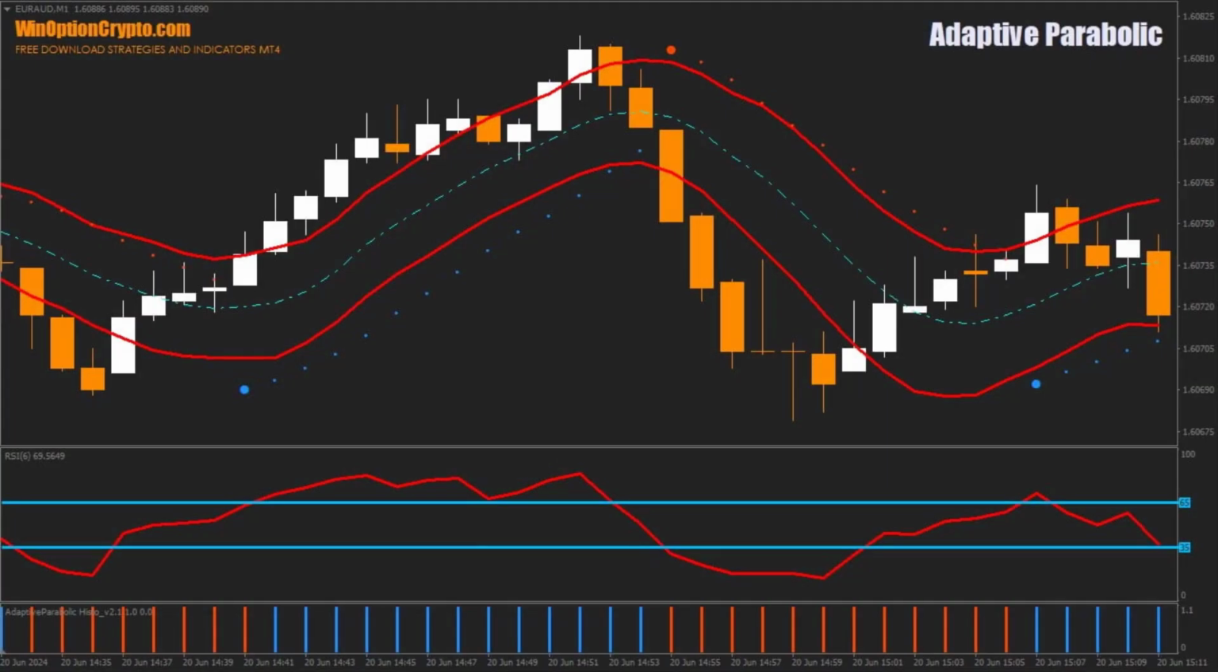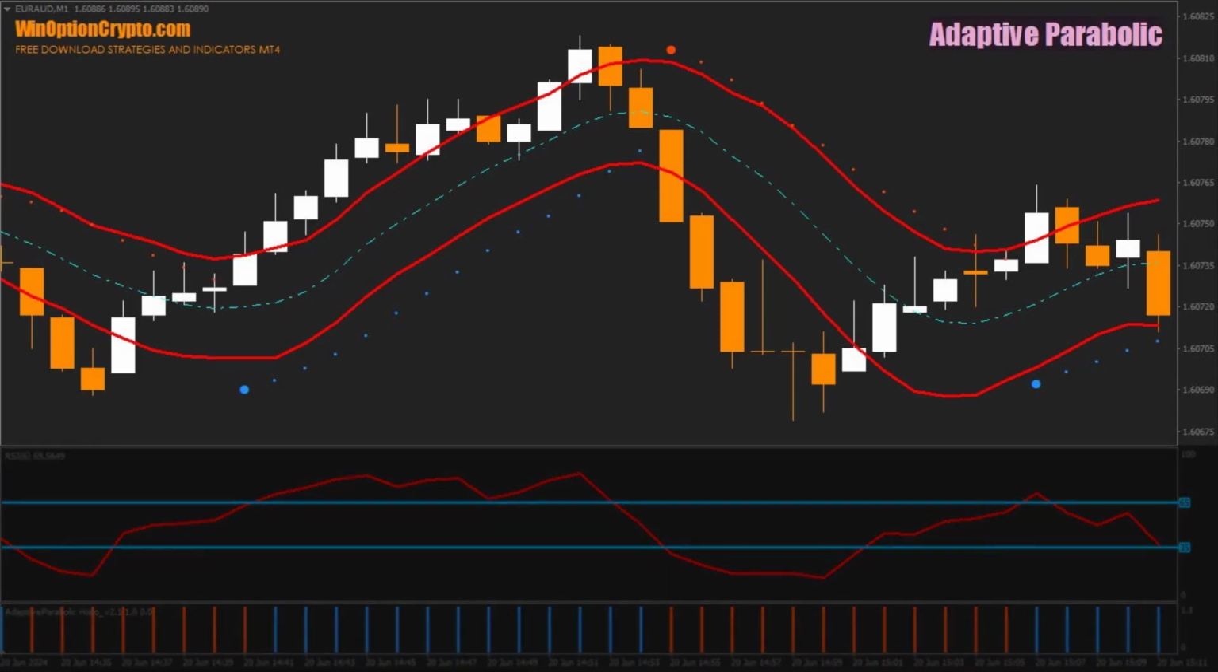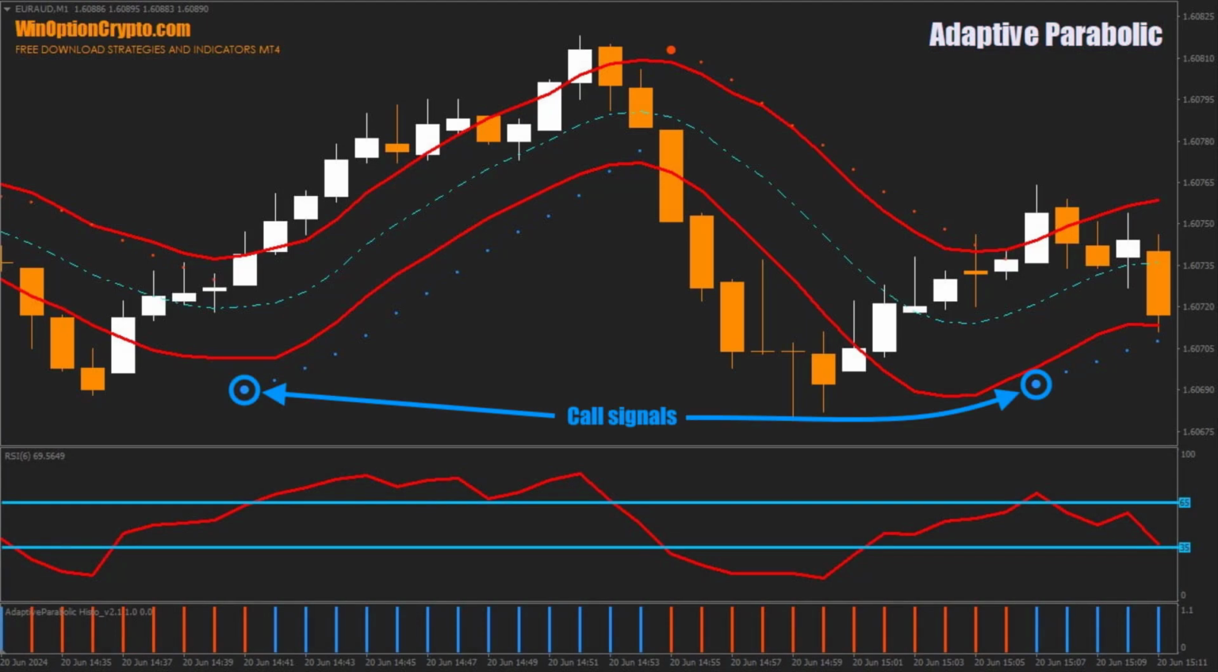Let's look at the operating principle and key settings of this strategy. The Adaptive Parabolic system is based on 3 technical indicators, each of which plays a certain role in this system. The main one is Adaptive Parabolic version 2.1, which gave the name to the entire strategy. The signals of the Adaptive Parabolic indicator are displayed on the chart as dots. The blue one under the candle indicates the optimal moment for buying call options, and the red one above the candle indicates the optimal moment for buying put options.